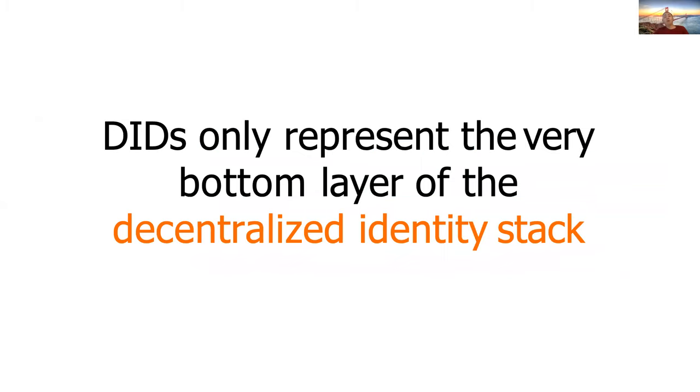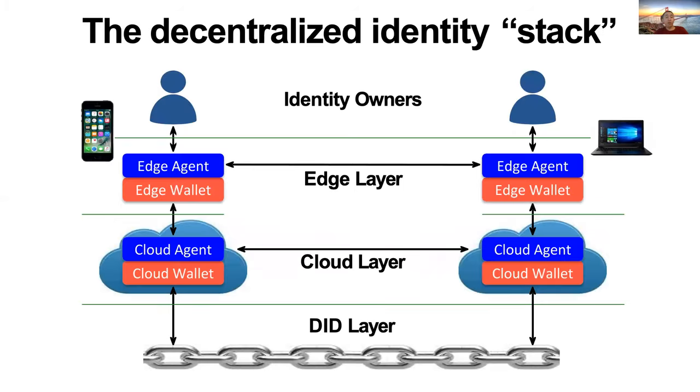But DIDs only represent the very bottom layer of the decentralized identity stack. We have the DID layer, at the bottom we have blockchains, and we could have some cloud agents, agents which manage your wallet and credentials. They can also generate the DID for you. But still, you will be able to control all your data because you own the private keys. Cloud agents can help you to resolve the DID and get DID documents, and form connections with other peers, because this sort of agent system helps to make the overall system more scalable.